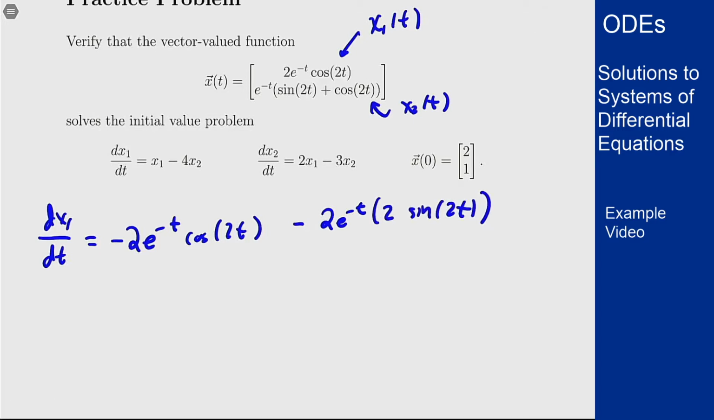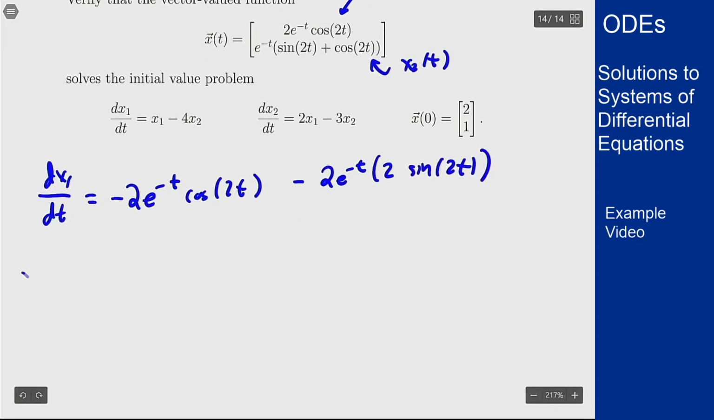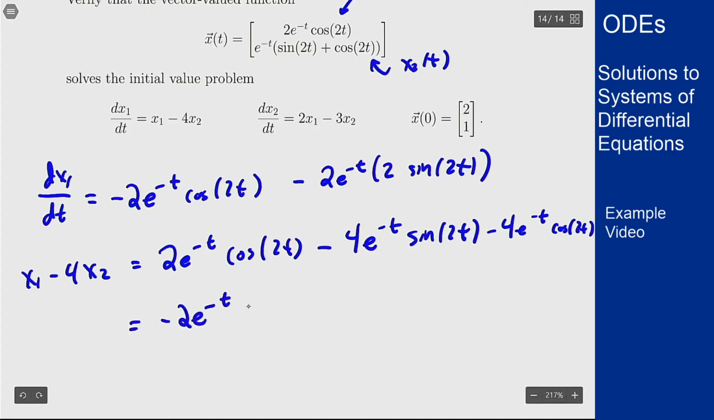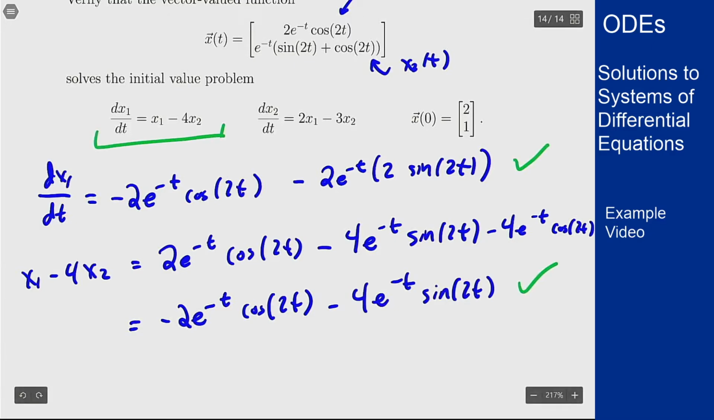Now the other side of that equation is x1 minus 4x2. So x1 minus 4x2 is going to be 2e to the minus t cosine of 2t, minus 4x2 is minus 4 e to the minus t sine of 2t, and then minus 4 e to the minus t cosine of 2t, distributing out the minus 4. We can combine these together and see that we will end up with a negative 2 e to the minus t cosine of 2t, and then minus 4 e to the minus t sine of 2t, which does match our equation from up here. So that shows that this equation has now been verified.